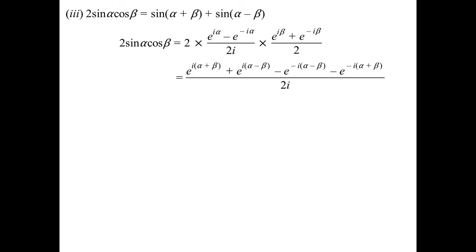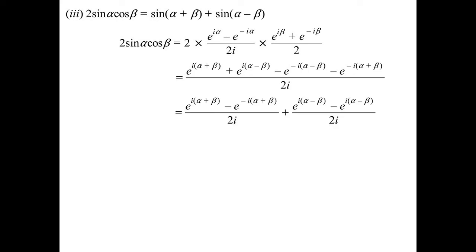How about this one? Our product to sums formula. So 2 sine alpha cos beta is sine alpha plus beta plus sine alpha minus beta. 2 sine alpha cos beta would be 2 times, substituting our result for sine, substitute our result in for cosine, expand that all out, and we can see in the powers we get a lot of alpha plus betas and alpha minus betas when we use our index laws, and they're all over 2i.